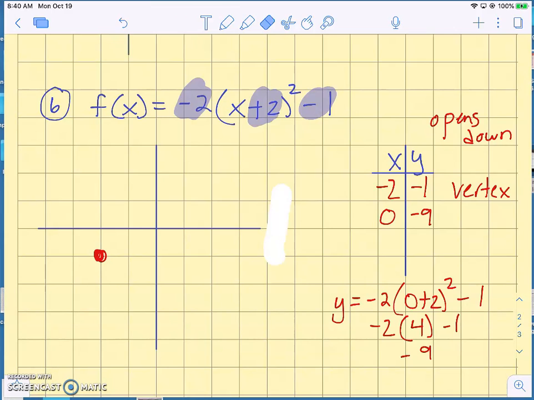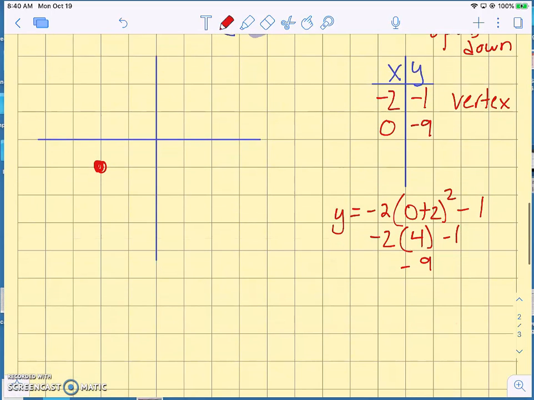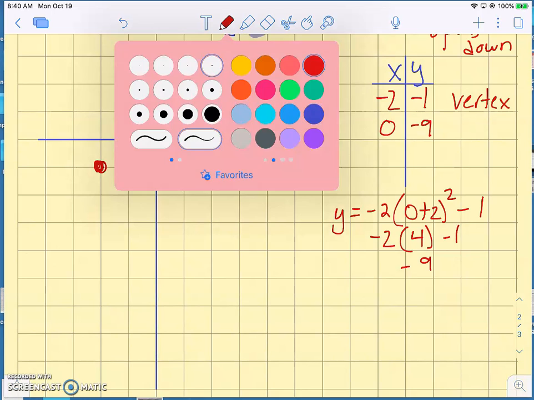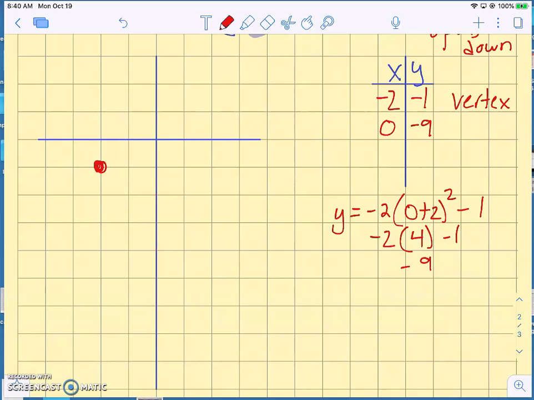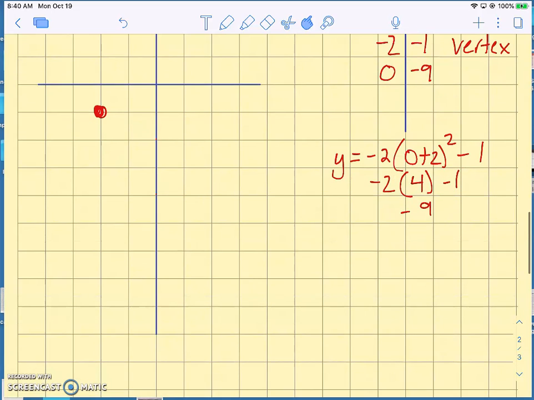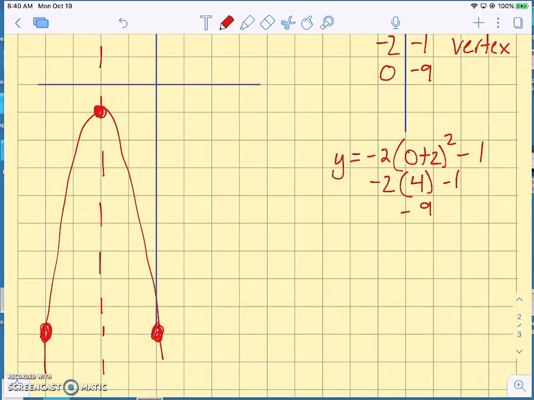So this one, I'm going to have to make this graph a little bit bigger here, I get the feeling. So 0, -9. 0, 1, 2, 3, 4, 5, 6, 7, 8, 9. Way down here. But let's use that idea of the axis of symmetry again. So 0, -9 is 2 away from the axis of symmetry. So we can count 1, 2, 1, 2. And there's another point. And we have our graph.